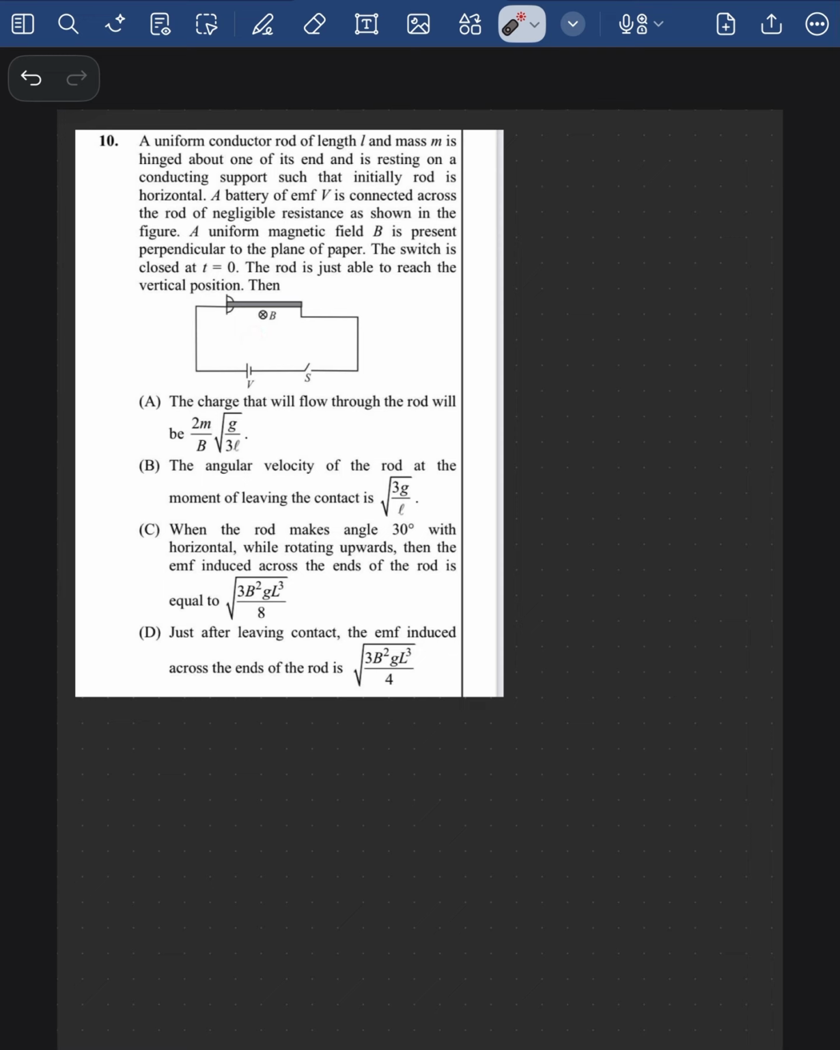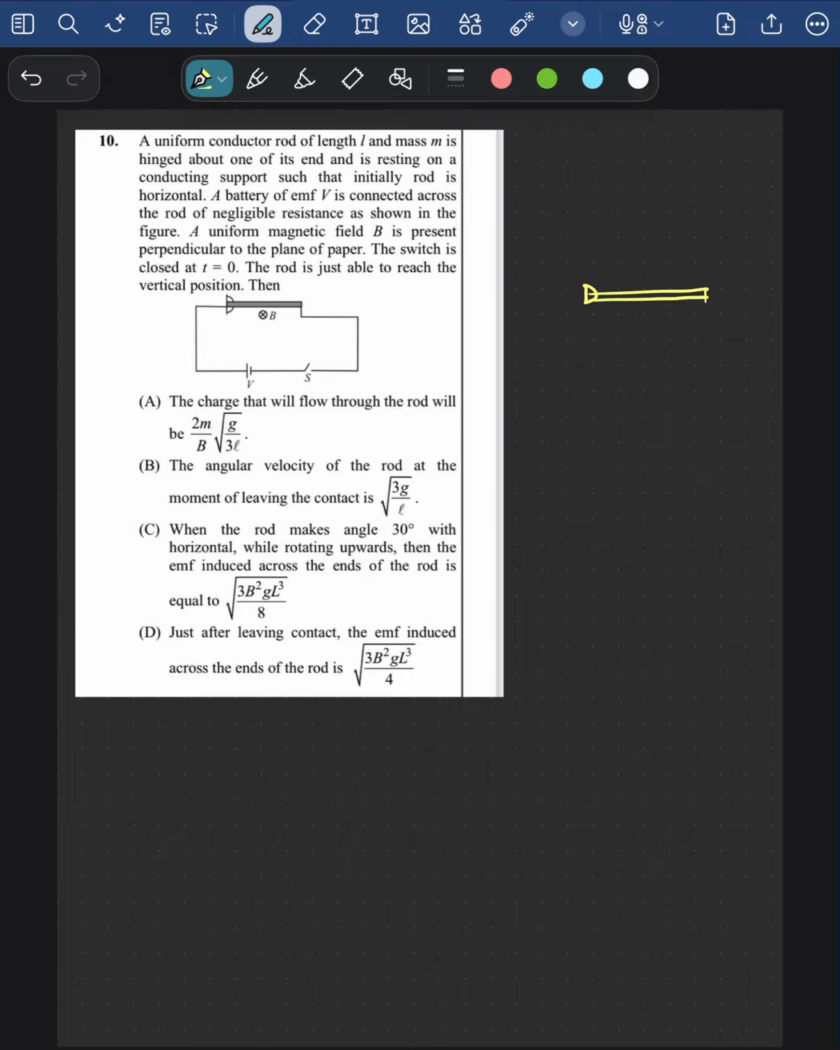So we'll first make use of that idea. If this rod is just able to reach the vertical position, first of all we'll have to think about why this rod is able to reach the vertical position, or why is this rod even going to the vertical position. So after we close the switch, there will be a current flowing through this rod and the current will be in this direction.